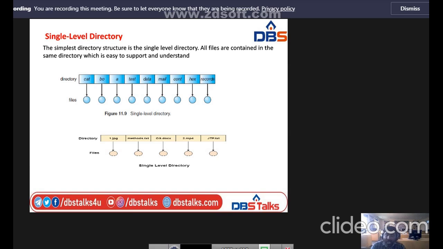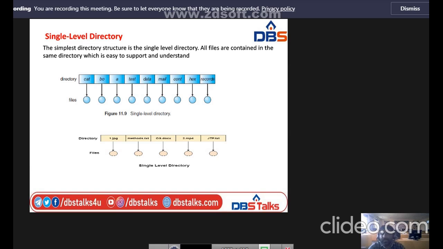We cannot have two files with the same name. At the same time, the directory may be very big, therefore searching for a file may take so much time. This is one of the drawbacks. Also, protection cannot be implemented for multiple users. One more drawback is there is no way to group the same kind of files. If some files are of the same kind, we can't group them. Choosing a unique name for every file is a bit complex. All these are the different drawbacks of a single level directory.